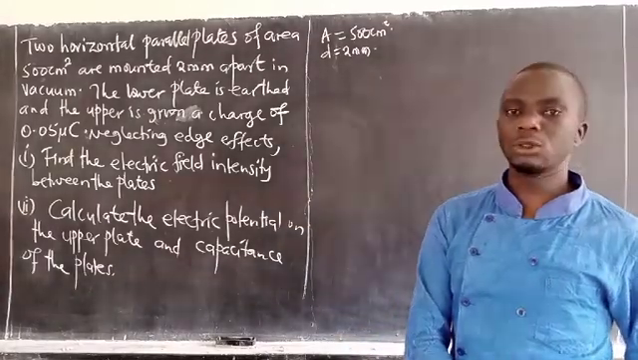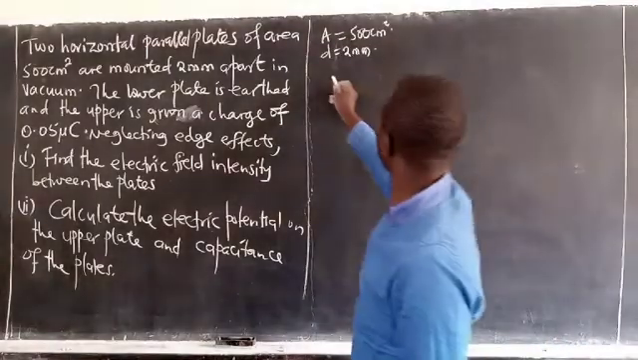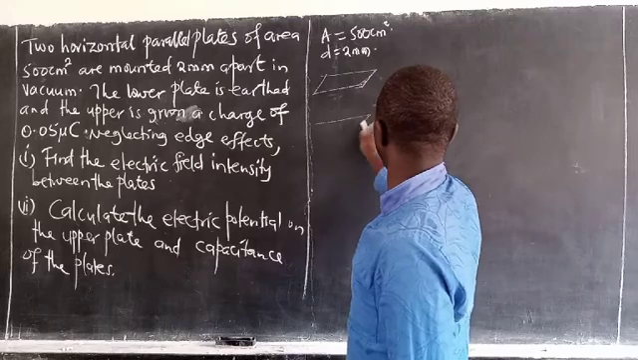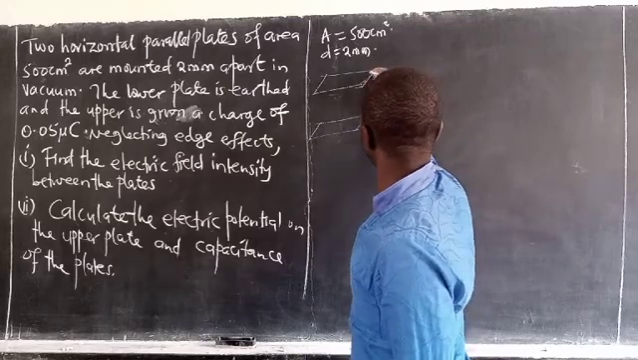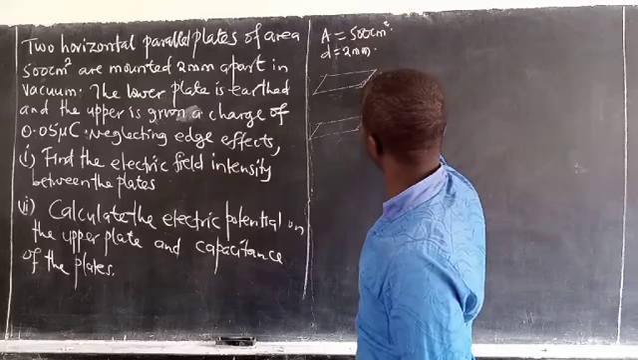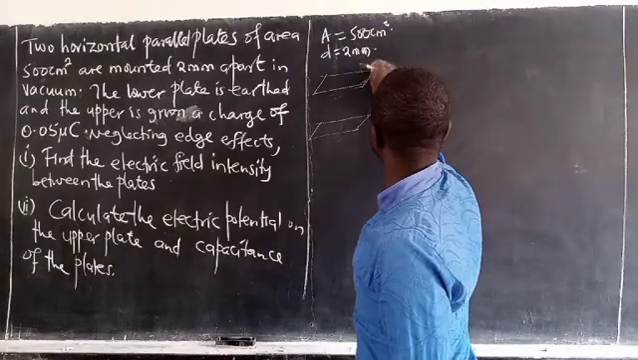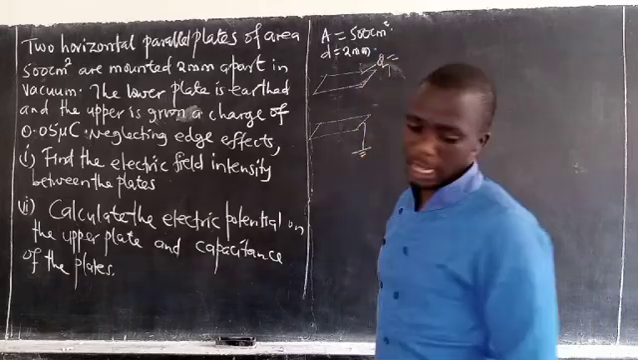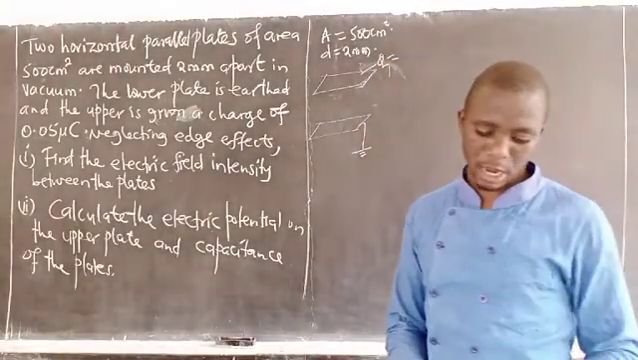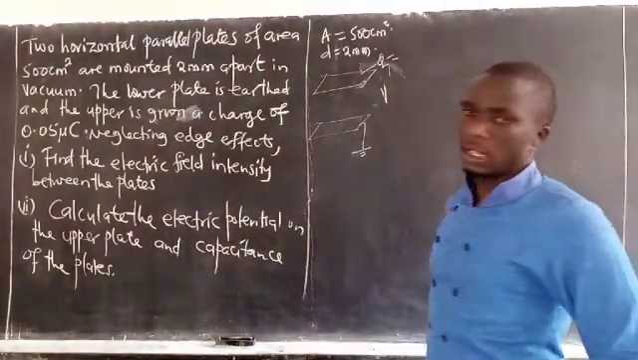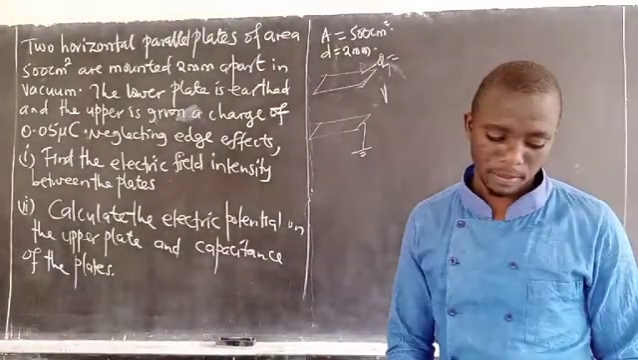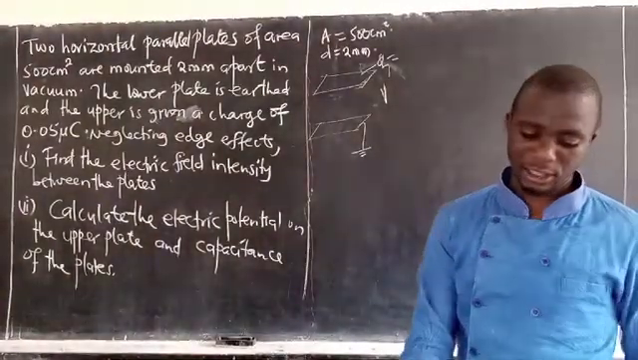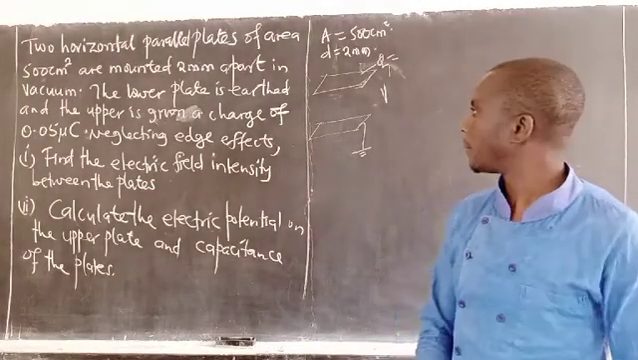So maybe we can do some sketching and show this is just one plate here. This is the upper one, then there is the lower one. We are told the area is there, the distance is given here. This one is given a charge, and this one is earth, meaning that it creates a potential difference V across. We are finding the electric field intensity. So what is electric field intensity?